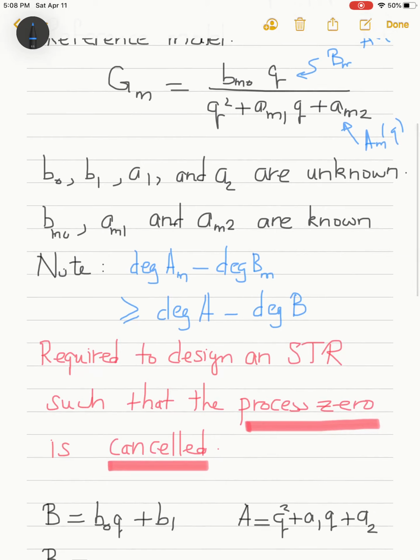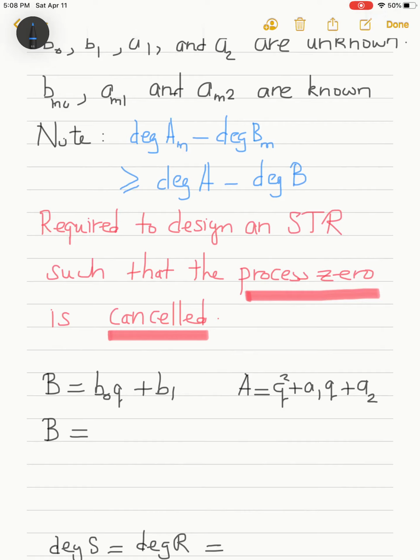Okay, now as I said, it is required to design a self-tuning regulator so that the process zero is cancelled. Let's recall that the B polynomial is a first order polynomial, and the A polynomial is a second order polynomial. So in the pole placement design, we factorize B into two components, B plus, which will contain the zeros to be cancelled, and B minus, which will contain the zeros to be retained.